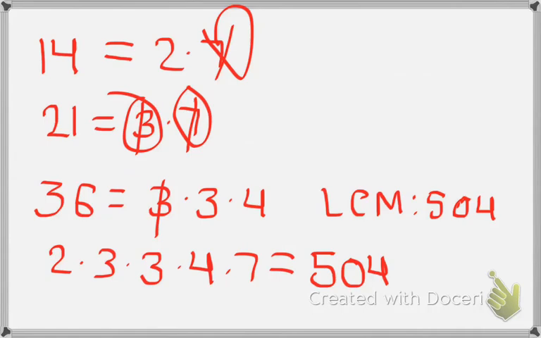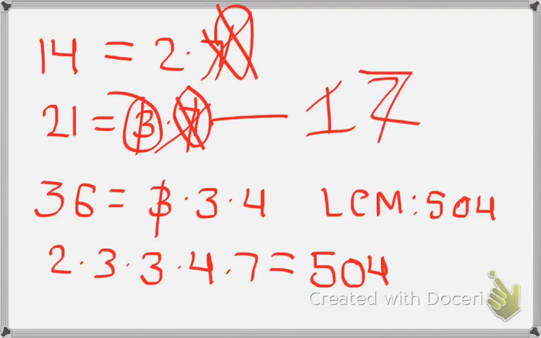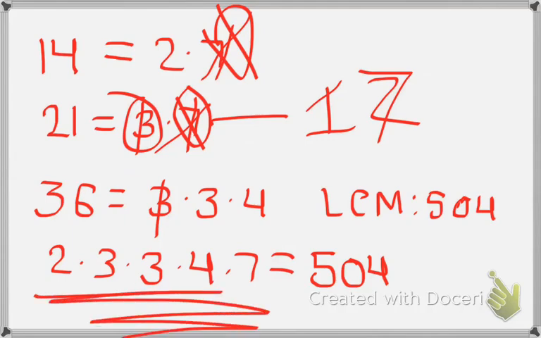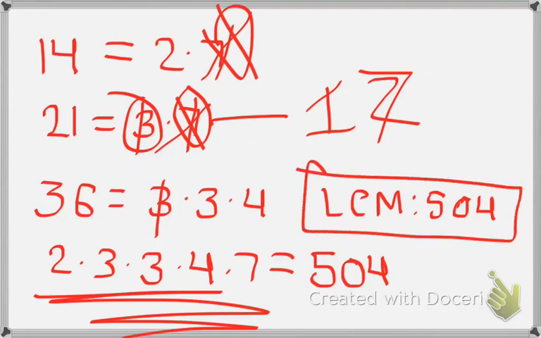So in the end, you have to do 2 times 3 times 3 times 4 times 7. 1 7, sorry. After multiplying all of that, that equals 504. So the LCM of 14, 21, and 36 is 504.